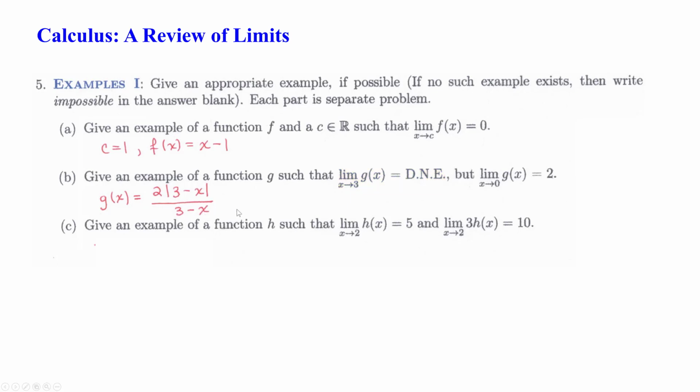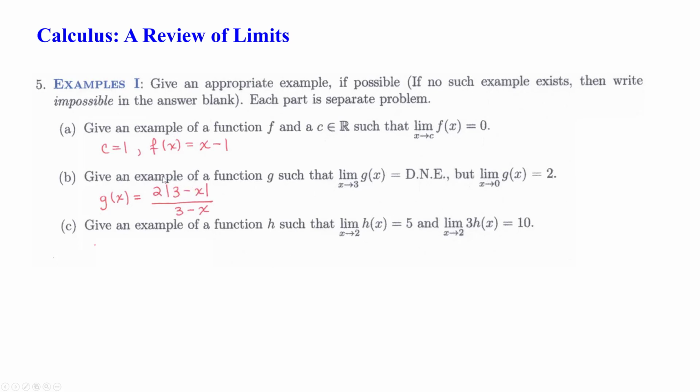But what about 2? Well, the limit at 2 would exist. Both the limit of the numerator and the limit of the denominator exist at 2, and the denominator is non-zero. Therefore, the limit here would be 2. 3 minus 2 is 1. The absolute value of 1 is 1. 2 over 1 is 2.